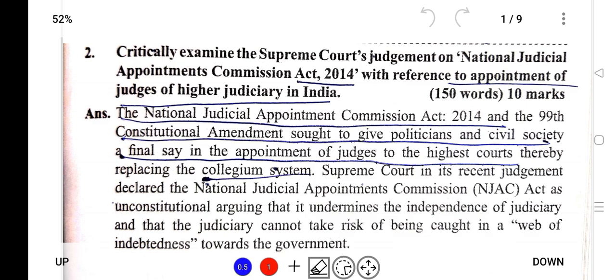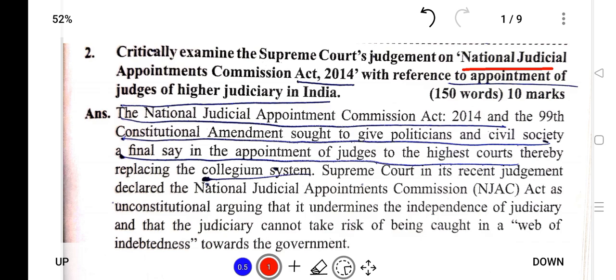So, the first question is: critically examine the Supreme Court's judgment on the National Judicial Appointment Commission Act 2014, which refers to the appointment of judges of higher judiciary in India. So, we know that the 99th constitutional amendment provided for the creation of the National Judicial Appointment Commission. However, it was struck down by the Supreme Court as it was declared unconstitutional. So let us explain this National Judicial Appointment Commission.